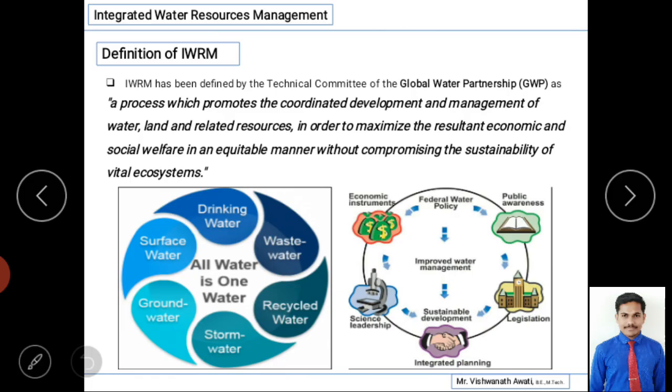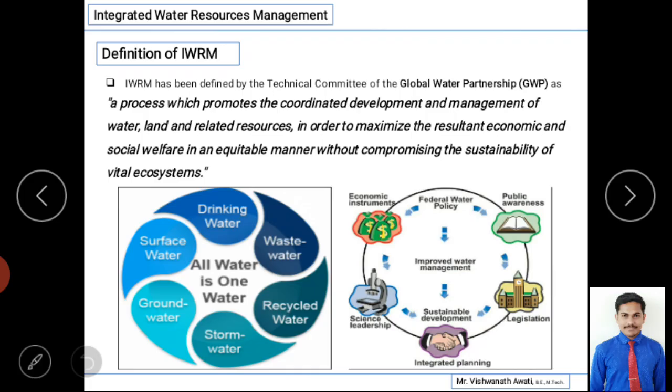Resultant economy means what? It means benefits, right? Even with some benefits and social welfare, we are getting economic benefits as well as society improvement, social welfare, in an equitable manner. We are maintaining an equitable manner without compromising the sustainability of vital ecosystems.